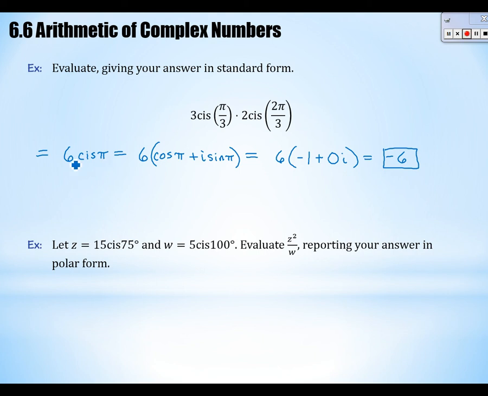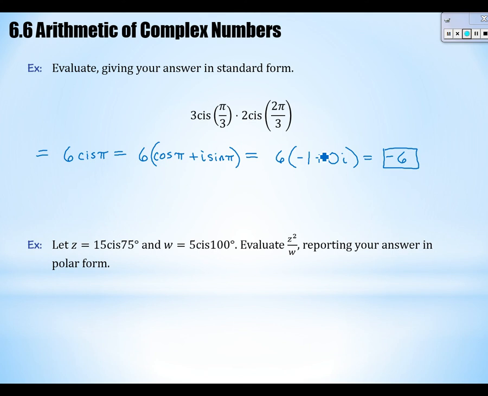6 cis pi, 6, that way. Where are you? Of course you're at -6, done, right? You can also evaluate the cosine and the sine and so on, but of course you're at -6, just think about it. So you don't need to show any of this work in the middle if you don't want. You just think about it.